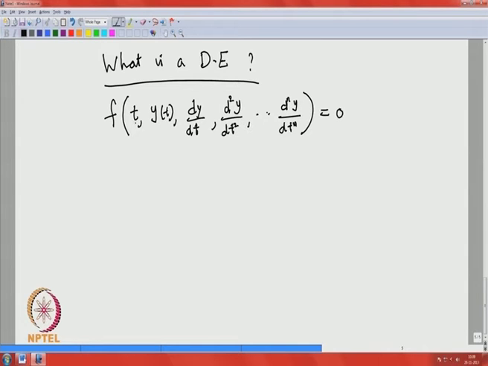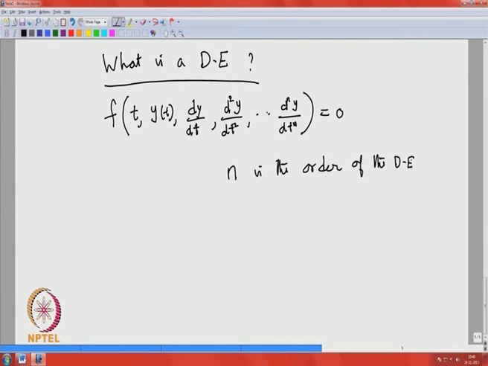If it is a motion of a trajectory, you can think of t as a time variable, but it is not necessarily the time all the time; you will see other types of examples. And y is the unknown variable, with its derivatives and a relation connecting them, and this n is basically called the order of the differential equation.